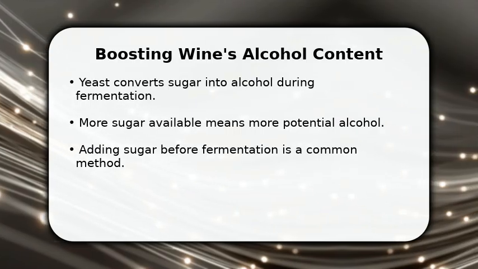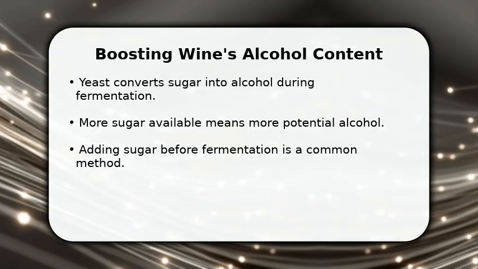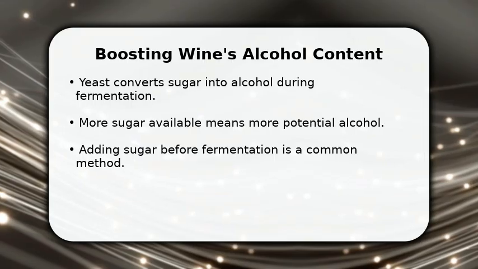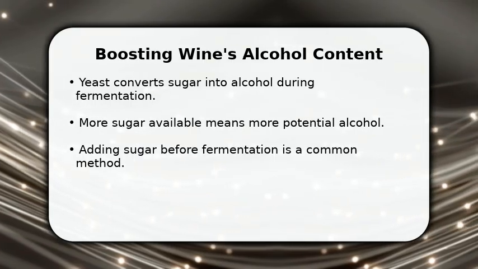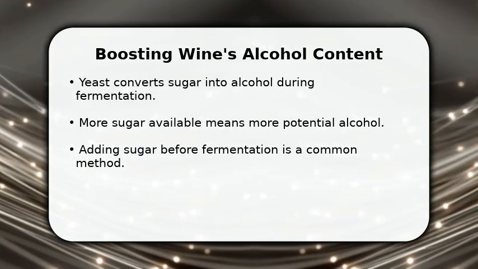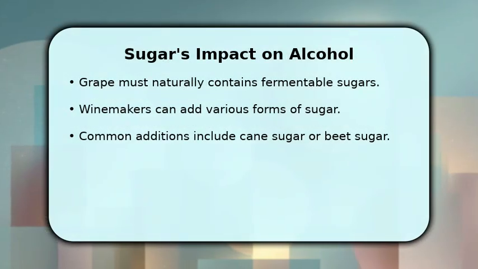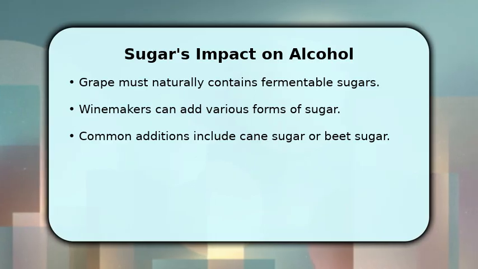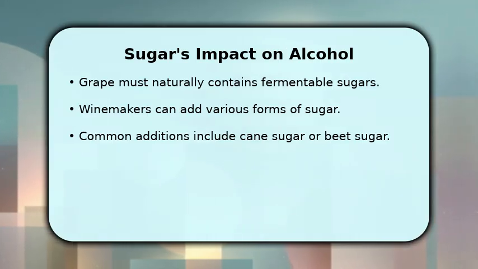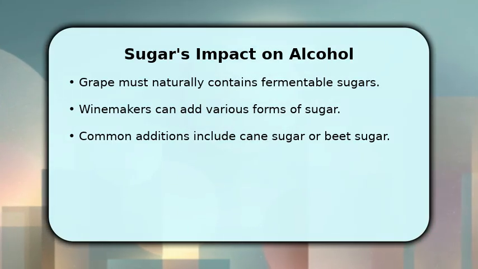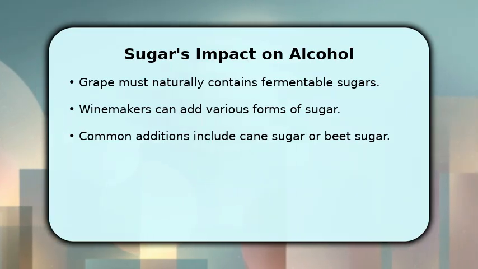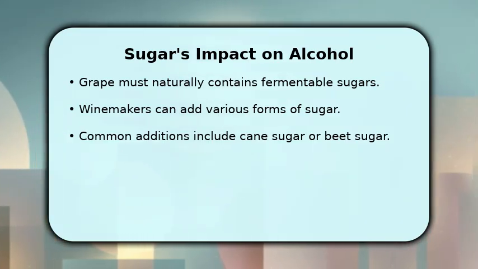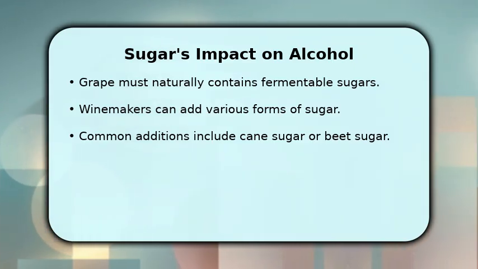This technique, often called chaptalization, is a widely accepted practice in many winemaking regions to ensure a robust and flavorful final product. The natural sugar content of grapes is the primary determinant of a wine's potential alcohol. However, if the grapes lack sufficient sugar, winemakers can supplement the must with additional sugar. This could be granulated cane sugar, beet sugar, or even concentrated grape must.